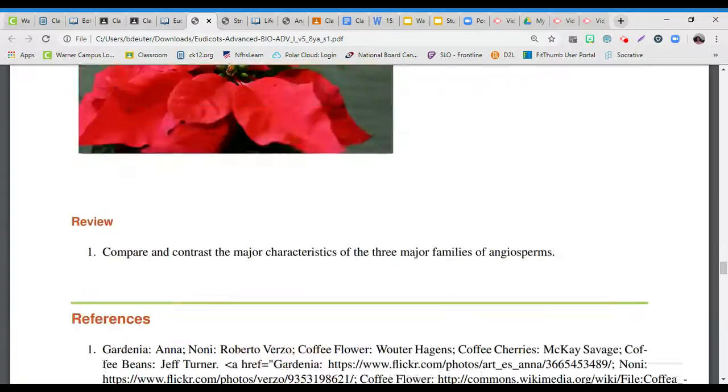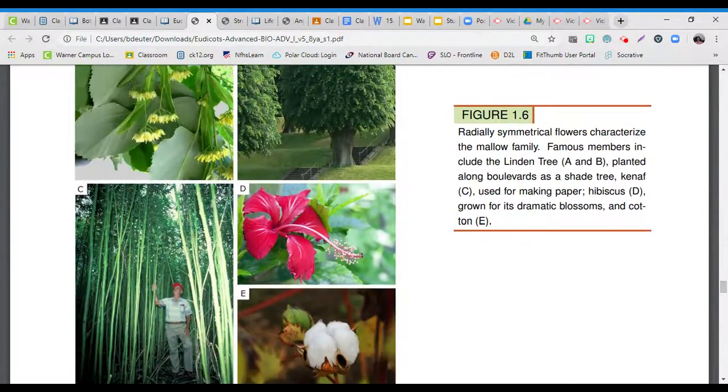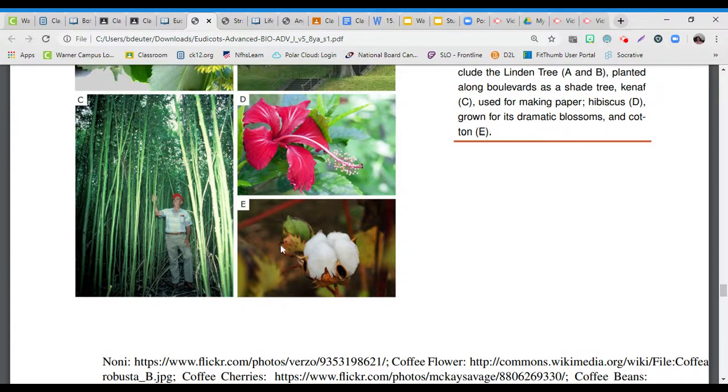If we look at our figure 6 down here, we can see this would be our hibiscus. We can see our cotton is here. And so the cotton is a much different seed. It's actually hidden within the cotton of that plant. So it's a little bit different when we talk about this.